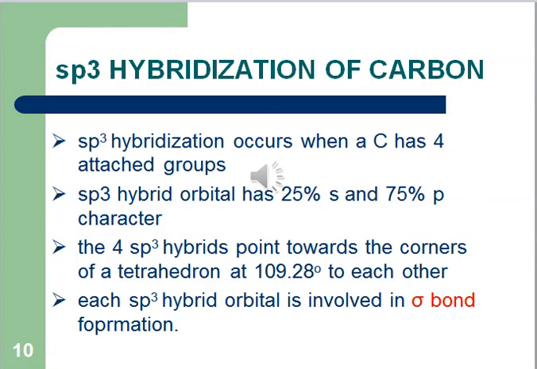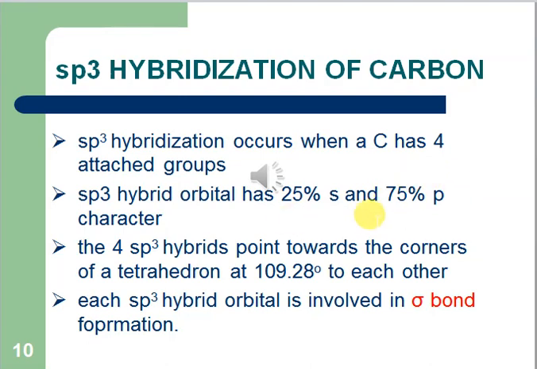Right, so we can have a summary that whenever sp3 hybridization occurs, then a carbon has 4 bonds attached to it. Whenever you see a carbon with 4 bonds, always remember that it's sp3 hybridization. Further, the sp3 orbital has 25% s and 75% p character.